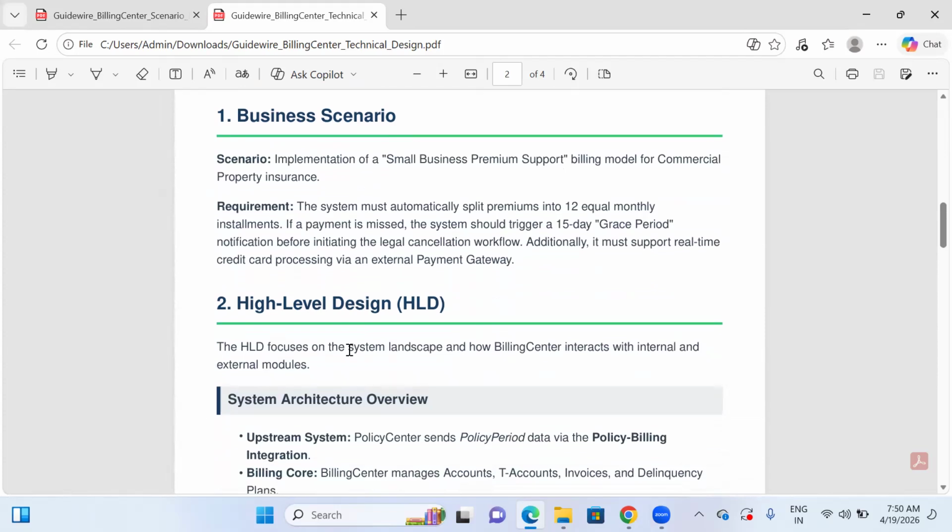Being a technical person, understanding different business scenarios and working on them will be helpful when we are attending interviews, when we are learning Guidewire Billing Center on our own, or when we are working in any real environment. Understanding and working on multiple scenarios will be helpful to excel professionally.